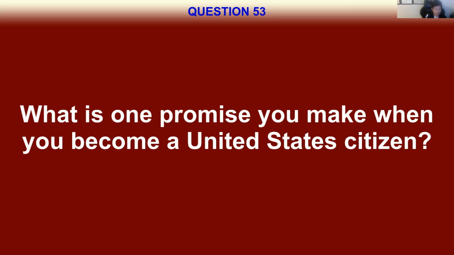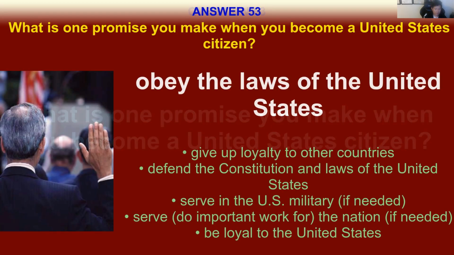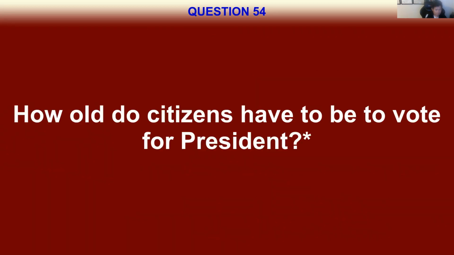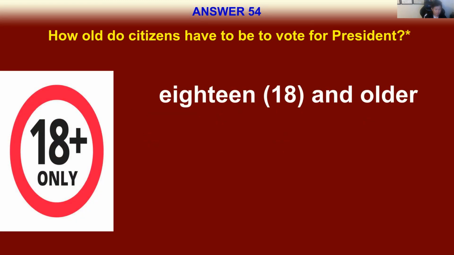What is one promise you make when you become a United States citizen? Obey the laws of the United States. How old do citizens have to be to vote for president? Eighteen and older.